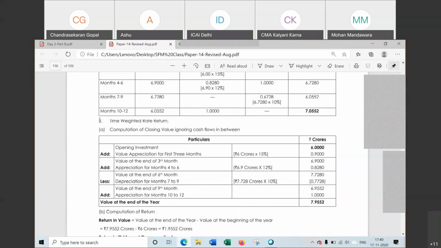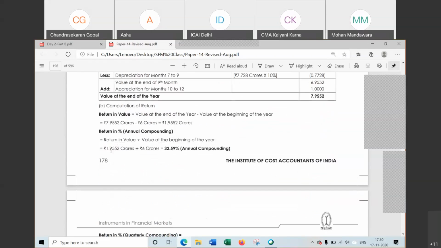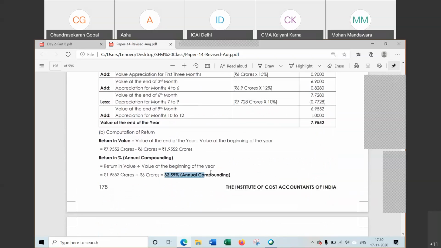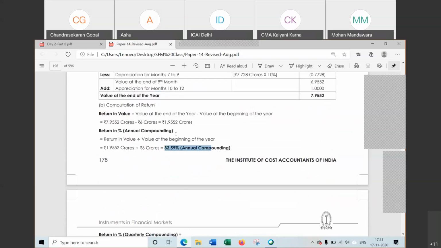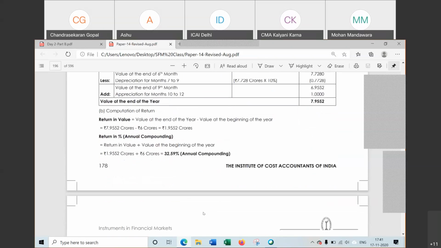So this table is for point number 2, for time weighted return. Closing value is 7.9552 minus 6, the appreciation is this much. Annual return will be 1.9552 divided by opening value 6, that is 32.59%. How to find annual return? As per the normal procedure, closing minus opening divided by opening value. 32.59% per annum will be the return.